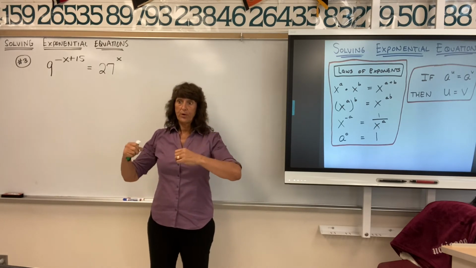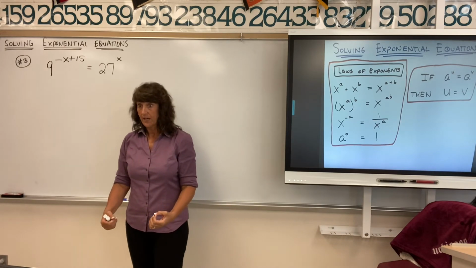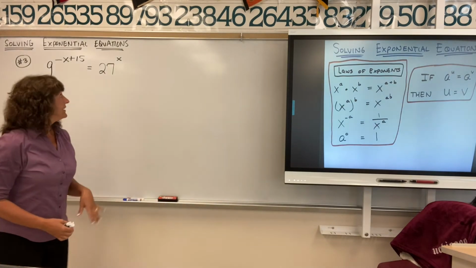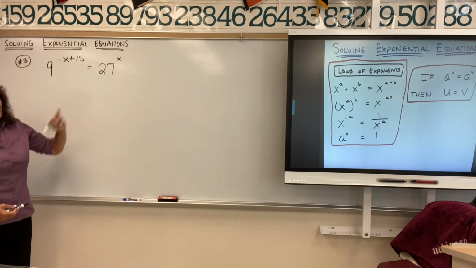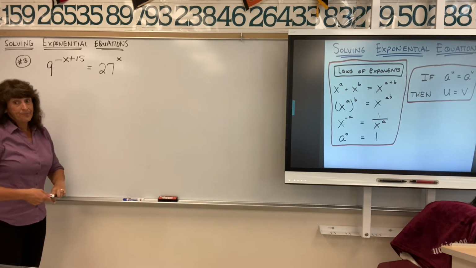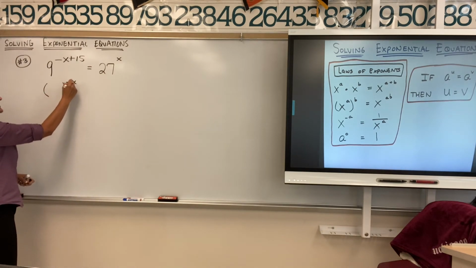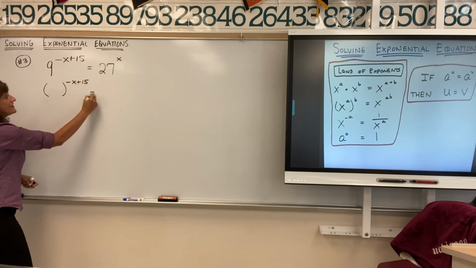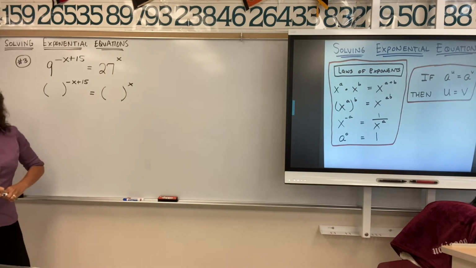We want to break both sides of the equation down to the same prime base. So what base can we use with 9 and with 27? Well, we can break those both down to base 3. We can take the left side and break it to base 3, and the right side too. We have to break both sides down to base 3.